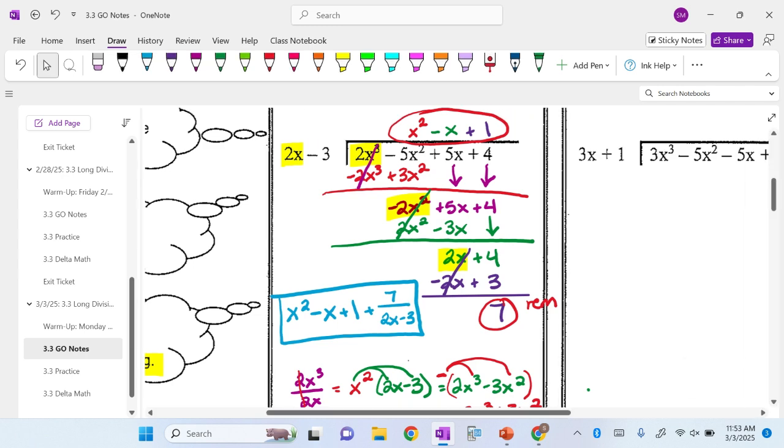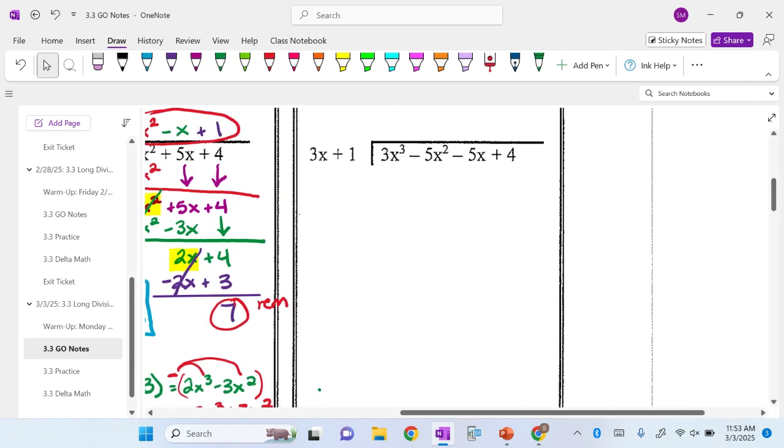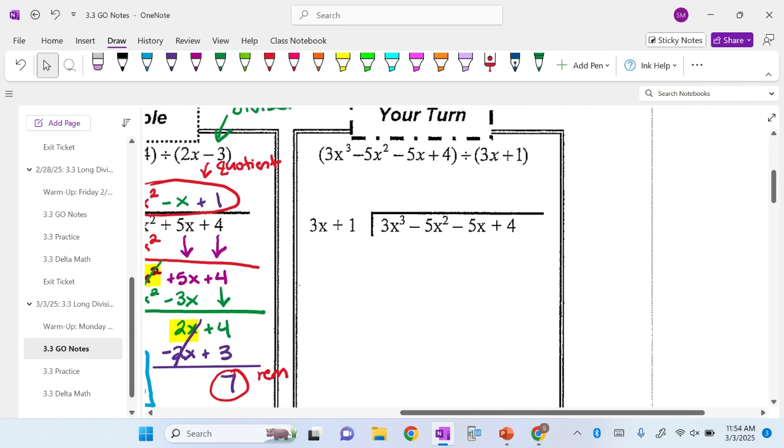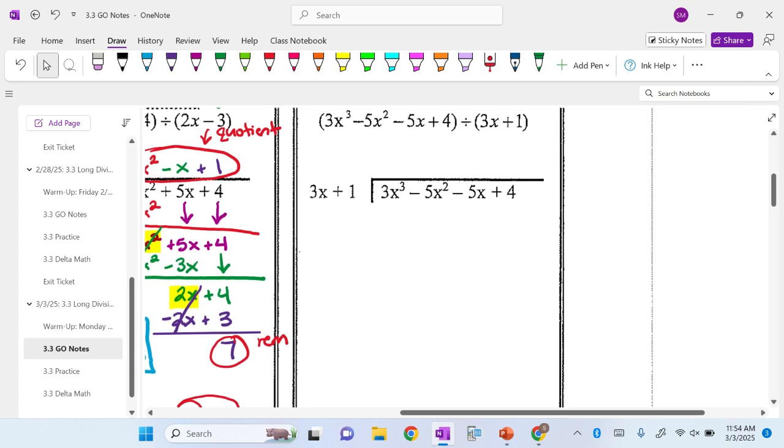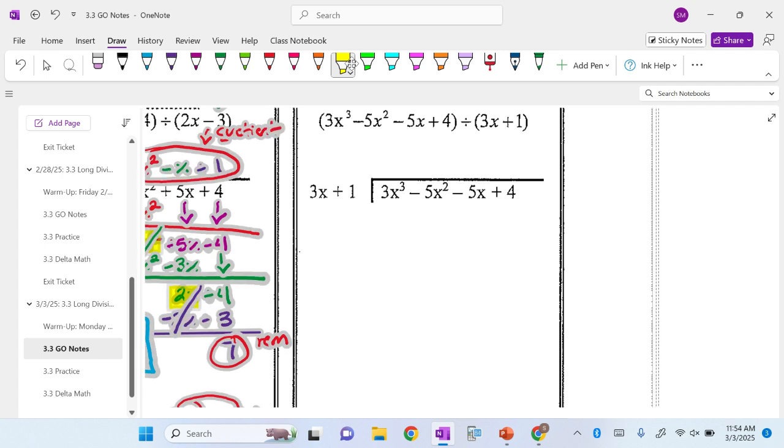So let's try another one. We're just going to do the exact same process. So walk me through it. What do I do first? Where do I start? Look at your highlights. What did I highlight? The first term. So I'm dividing 3x cubed by 3x. That's why I want you guys to highlight that stuff so you know where to start.